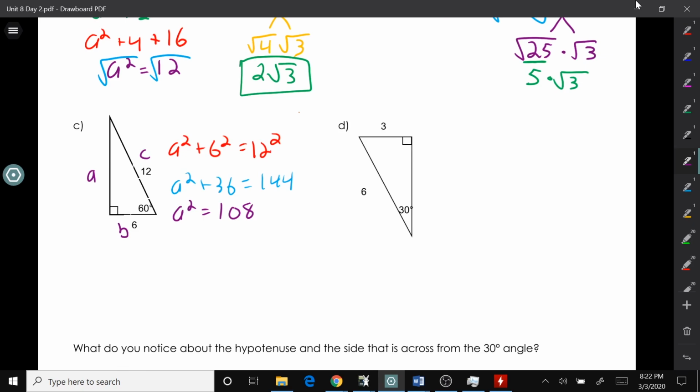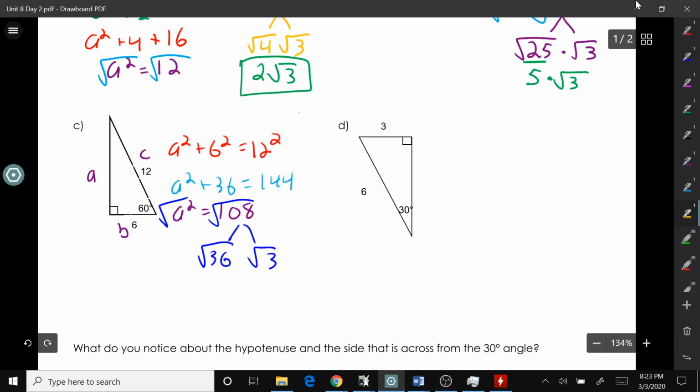Now the square root of 108. We want to see what is the biggest number that we can divide 108 by. And like I said before, if you can't think of the biggest number, you can start with a smaller number like 4. If I divide 108 by 36, we get 3. So I'm going to square root both sides. The square root of 36 times 3. Now the square root of 36 is 6 times the square root of 3. So this is our answer.